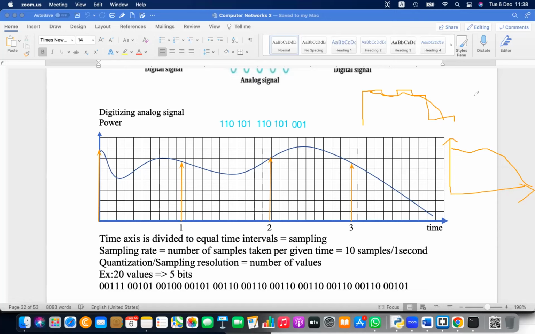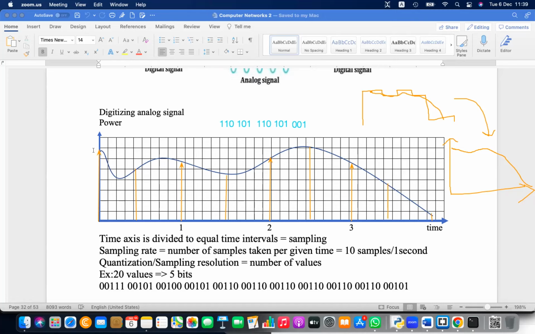Anyway, this is the signal that you are going to regenerate. This is the analog, but you can see it's not the same, but it's something similar. But if you double the sampling rate, if you are going to take another sample in the middle, you are going to take a sample in the middle. Now you are doubling the sampling rate. And now you are trying to digitize this.